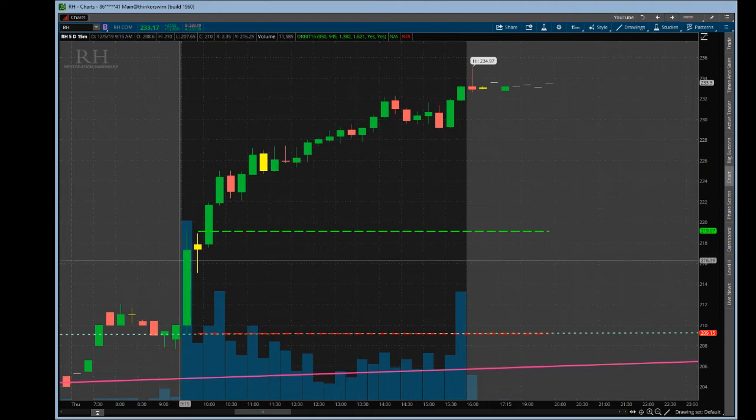But here's your 15 ORB right here. Inside 15, breaks the upside. 15 ORB breakout right there. Boom. And you can just ride that wave up today. Just an incredible move on RH today.